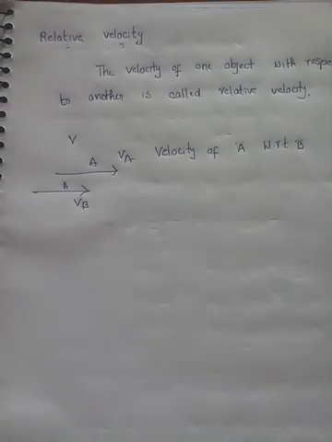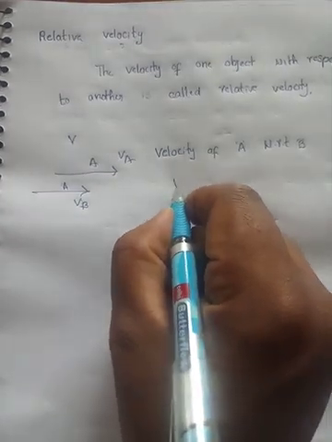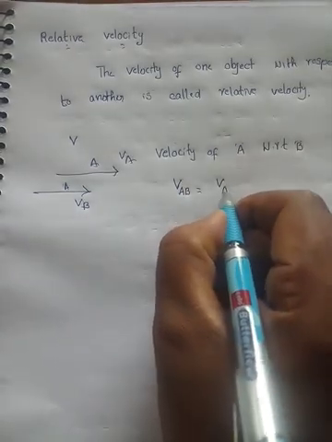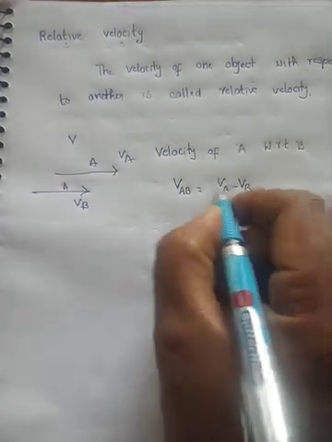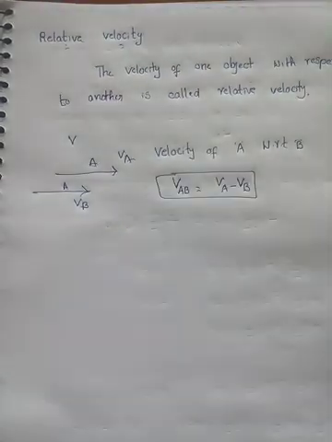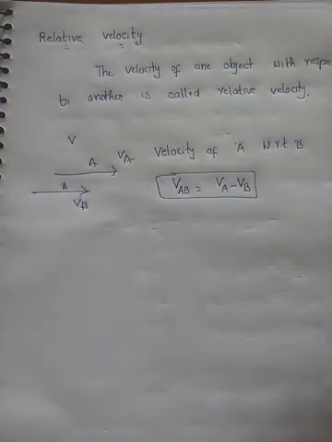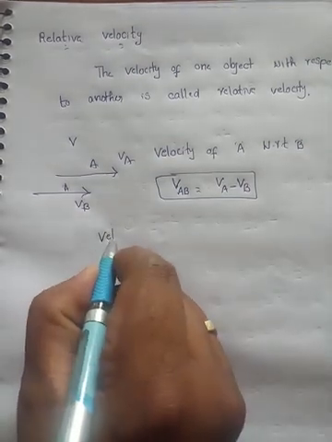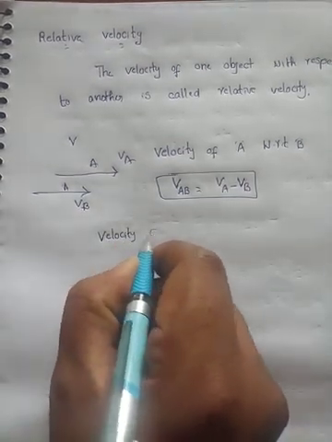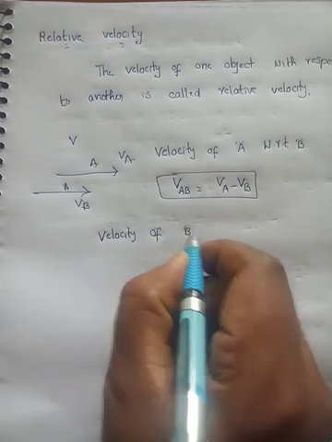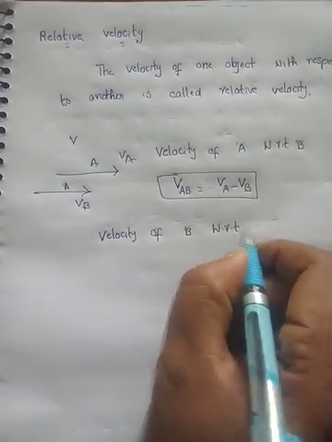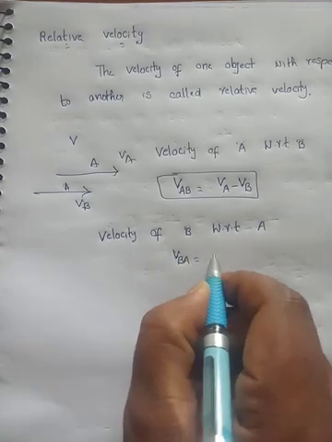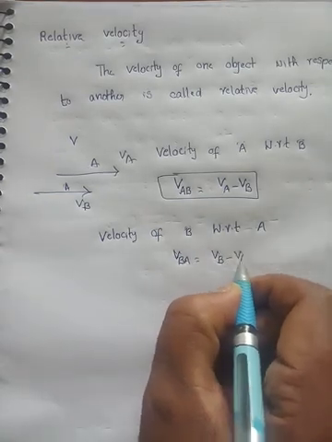Here both are moving along the same direction. Then the formula is VAB is equal to VA minus VB. The velocity of A with respect to B is VA minus VB. If you want the velocity of B with respect to A, VBA is equal to VB minus VA.